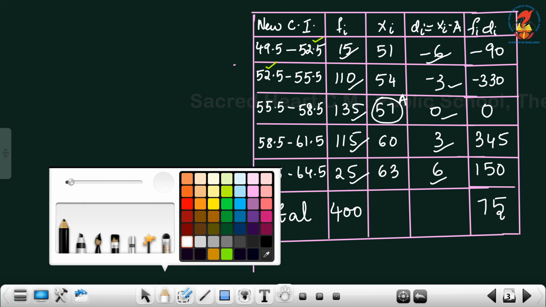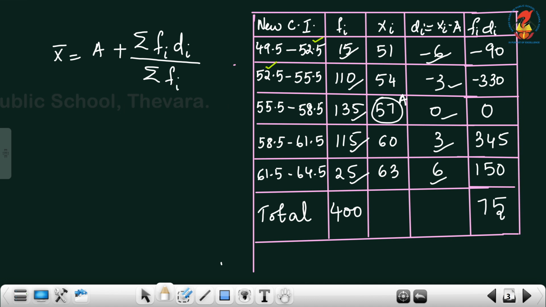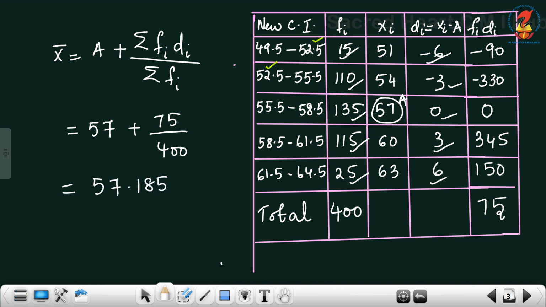Now we can find the arithmetic mean. What will be the formula? A plus sigma fi di by sigma fi. What was our A? 57 plus 75 by 400. You can simplify and then you will get the answer as 57.185, approximately equal to 57.19, correct to 2 decimal places.